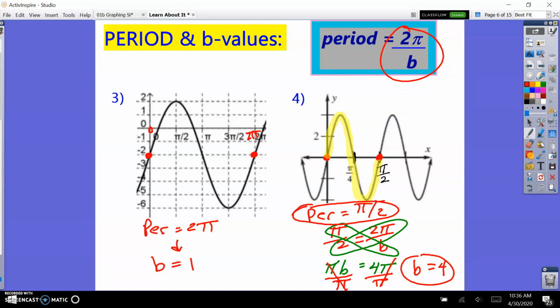Okay, so what this 4 is telling us is that if I continue this graph all the way out to where 2 pi is, then I would actually see 4 of these. I would see 1, 2, 3, and 4. I would see 4 actual periods or cycles between 0 and 2 pi. That's what this 4 is telling me. Okay, moving on.